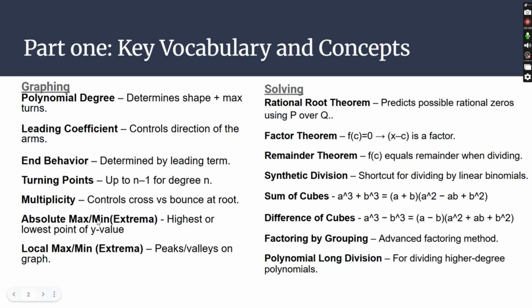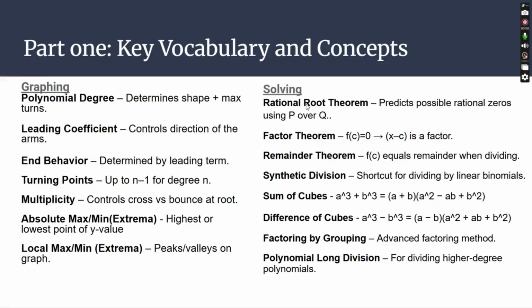We also look at absolute maxima or minima, which are the highest or lowest y values the graph reaches overall. And finally, local maxima and minima are the smaller peaks and valleys on the graph that aren't necessarily the highest or lowest points.